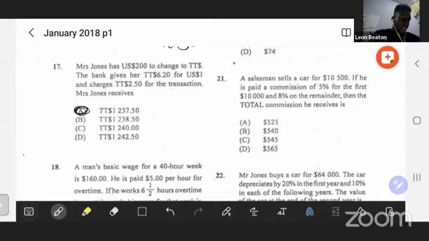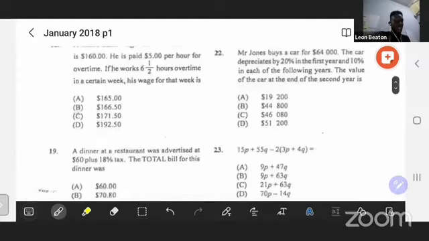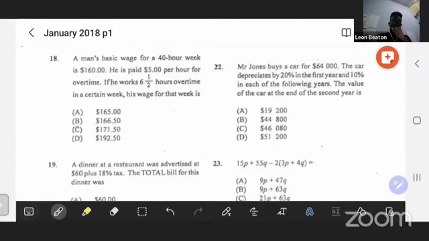So we have number 18. Number 18 says a man's basic wage for the hour week is $160. He is paid $5 per hour for overtime. If he works 6.5 hours overtime in a certain week, his wage is, so we know when we deal with money and you work overtime, you're paid your basic wage plus your overtime. So you have to calculate overtime and add it to the basic wage. And that is common sense, no need for big fancy mathematics.